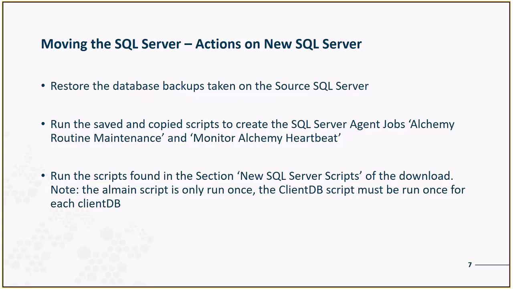Restore the database backups taken on the source server. Run the saved and copied scripts to create the SQL Server agent jobs, Alchemy routine maintenance, and monitor Alchemy heartbeat. And then run the scripts found in the section of the download, new SQL Server scripts. Note the AL main script is only run once. The client DB script must be run once for each client DB.